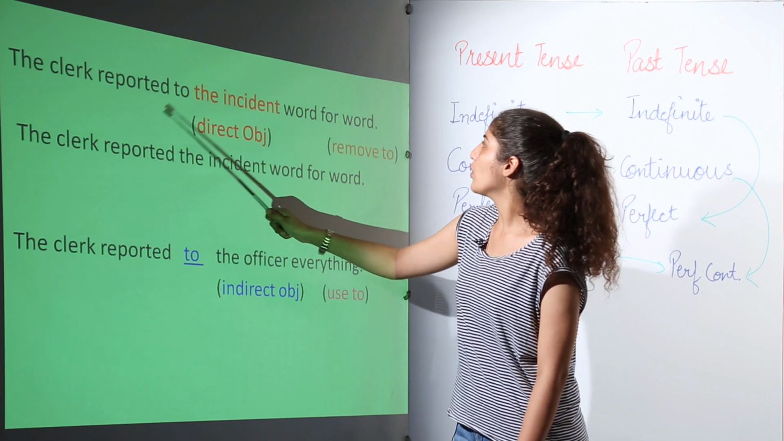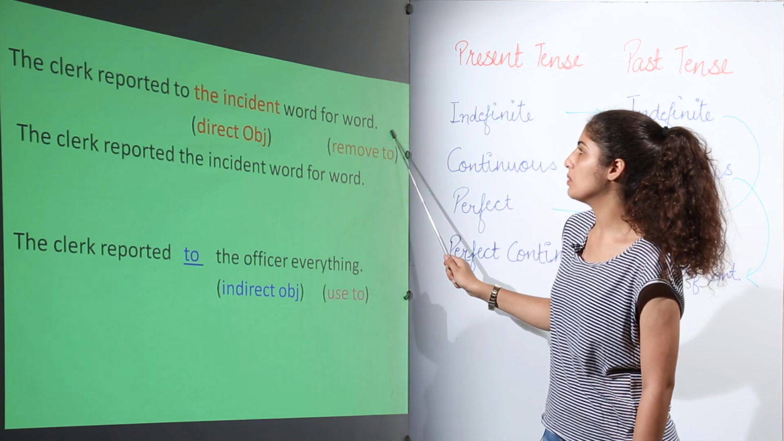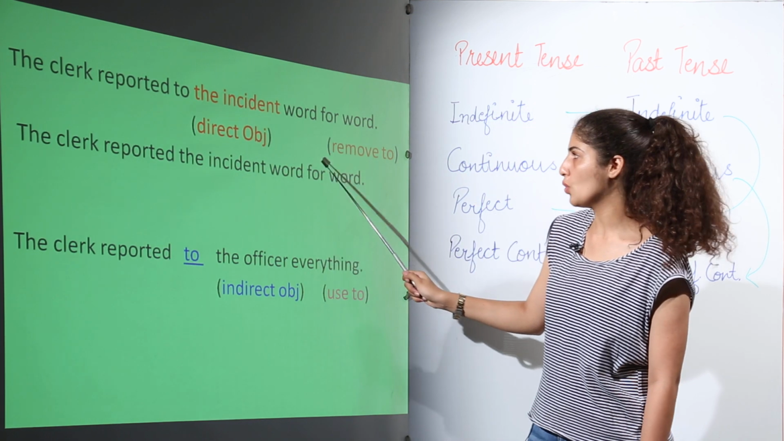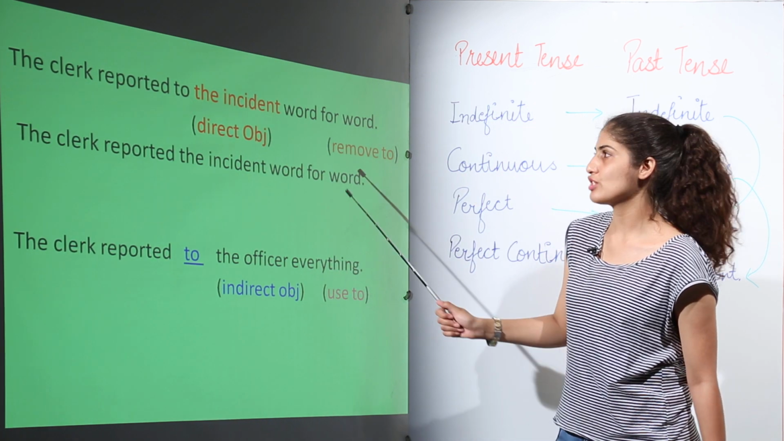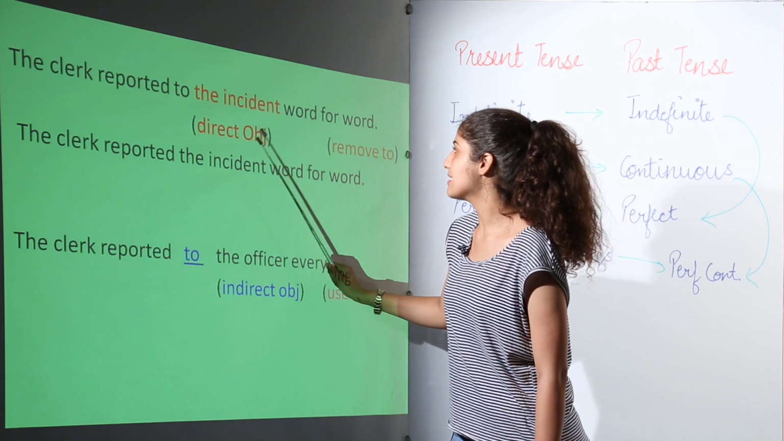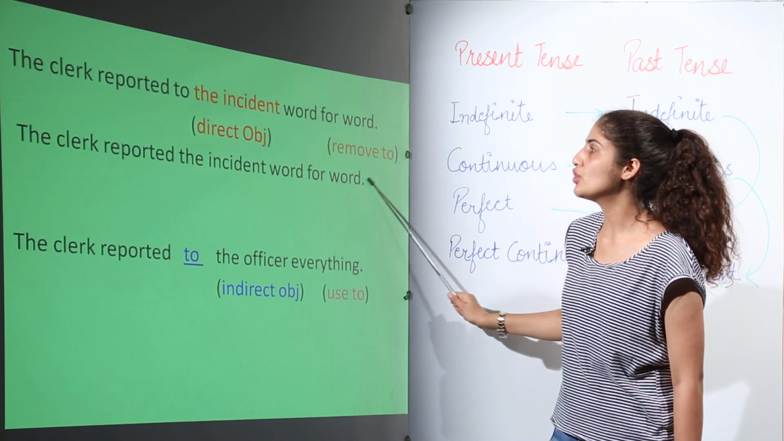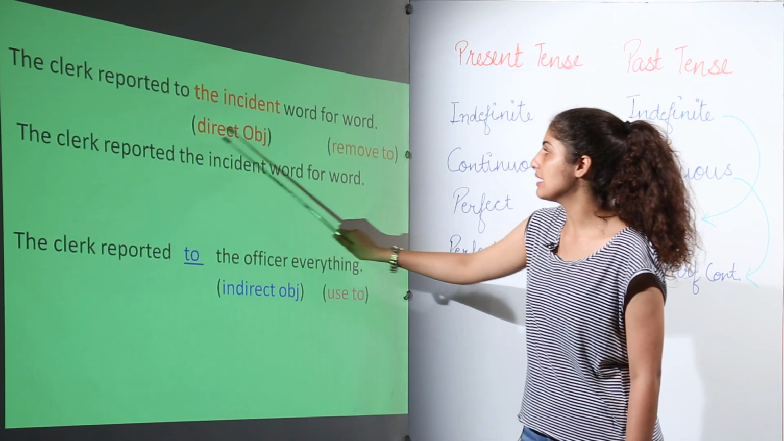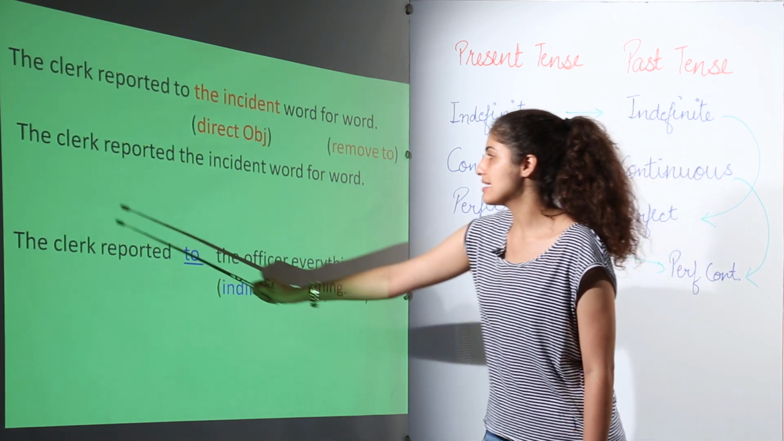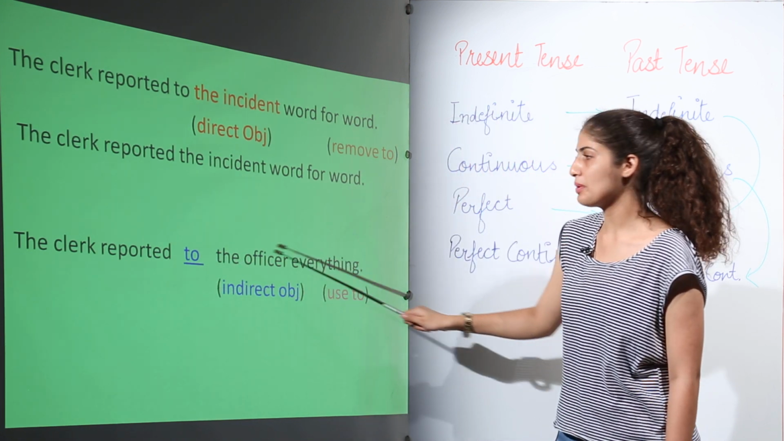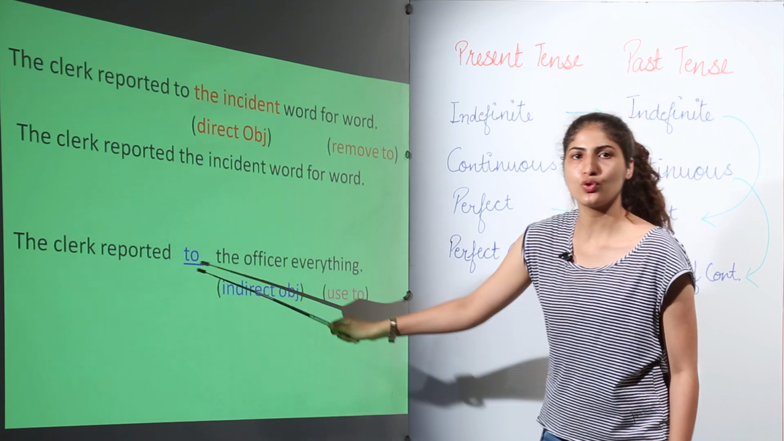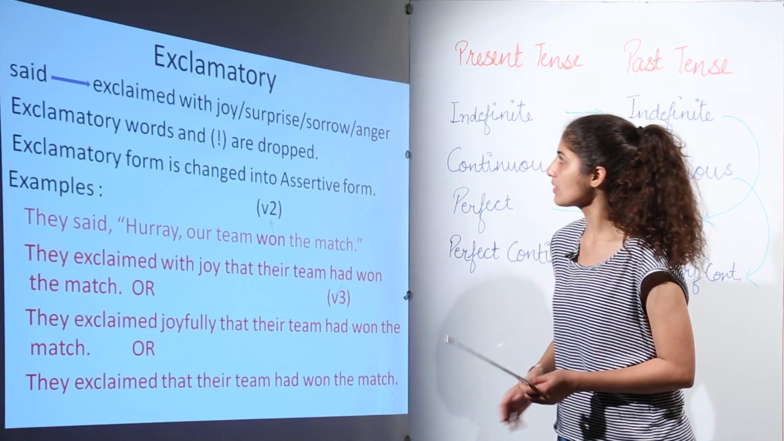The clerk reported to the incident word for word. Now see, we have to find whether it is a direct object or not. Use the same way which I have discussed. Since it is a direct object, we cannot use the to. We have to remove this to. So the sentence will be, the clerk reported the incident word for word. Next is, the clerk reported to the officer. Now it is indirect. To whom? To the officer. So we have to use the preposition to here.